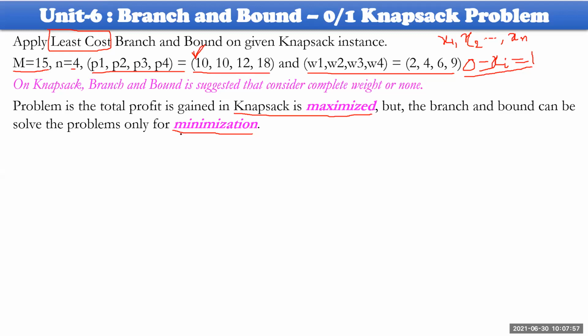Branch and bound is always suggested for solving problems that expect only minimization. But the knapsack, by definition, always tries to get the output in a maximized range. To correlate these two, what we are supposed to do is convert all profits from positive to negative. After converting to negative, we solve this particular problem. At the end, the negative values will be converted back into positive.